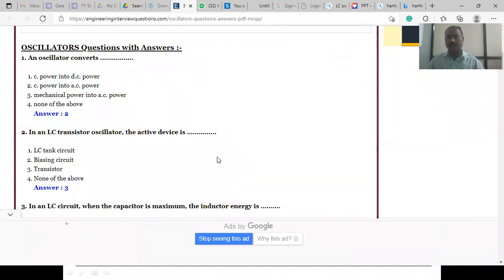Now see what we mean by active and what we mean by passive, that I am telling you. An active device is one that requires power for its operation. If you don't know, I am telling you: diode, transistor, field effect transistor, BJT, those are the active devices. Passive devices, now I'm telling you: inductor, capacitor, resistor, those are the passive devices. Okay, so the question asked here is, in an LC transistor oscillator, the active devices are, see the diagram.